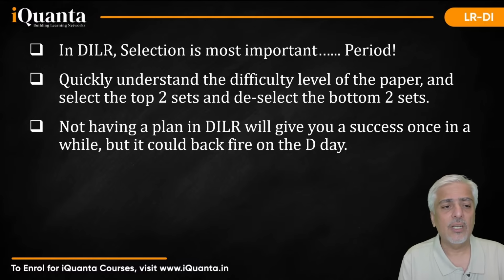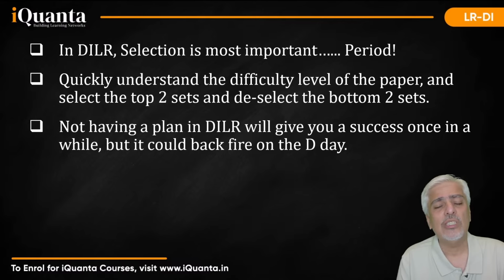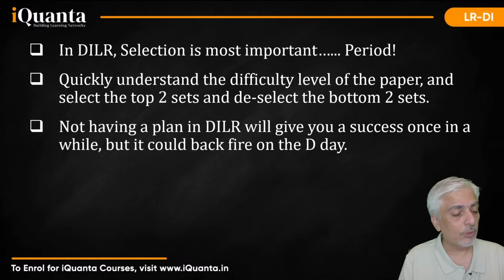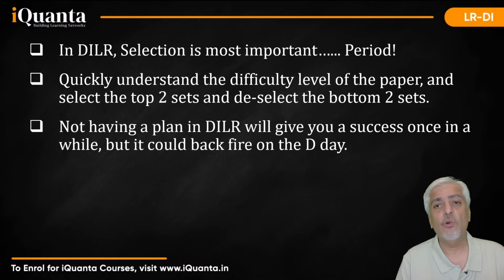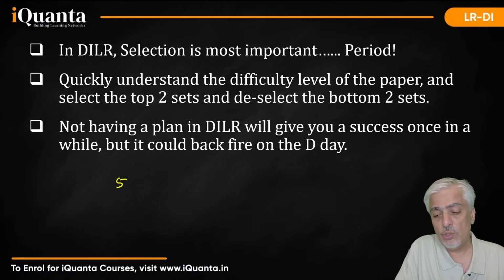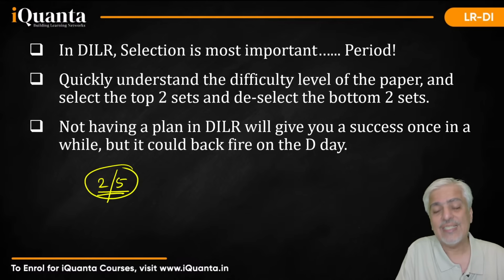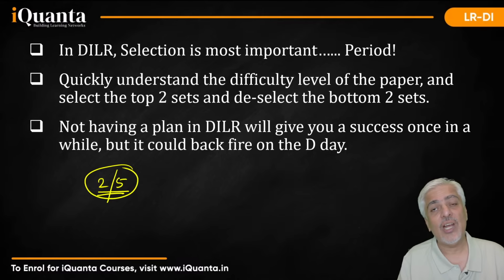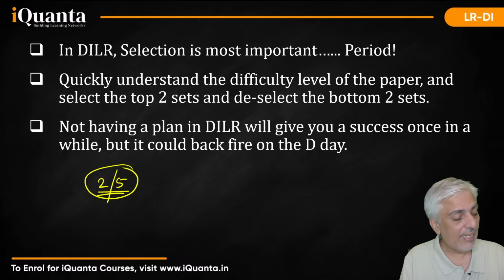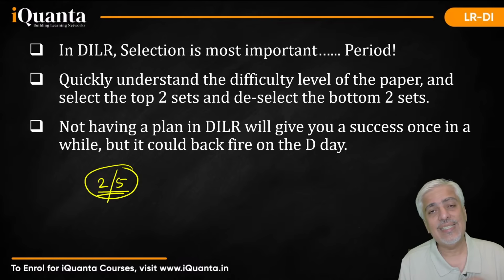So, first rule, according to me, DILR selection is most important. Period. Khatam. No other quant, nothing, because even in verbal, selection is not as important. Why? Because out of the four RCs, you're more or less going to attempt three. So even if you go wrong, you will go wrong by one. But in LRDI, out of five, you're going to attempt maybe two full sets, right? So two out of five, there is a chance you can go 100% wrong. You could select the two worst sets and somebody could select the two best sets, and that's the whole thing. So first thing, selection is very important.